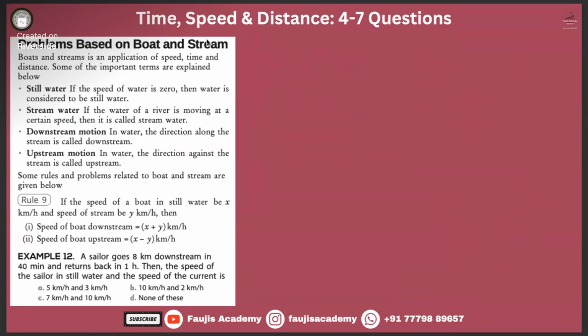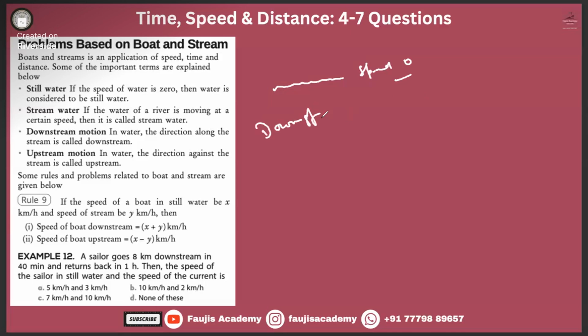So these are the problems of boats. You all know it. Problems based on boats and stream. Boats and stream is an application of speed, time, and distance. Some of the important terms are still water. In still water, the speed of the water is 0. The moving water is called the stream water, and it will have a certain speed.